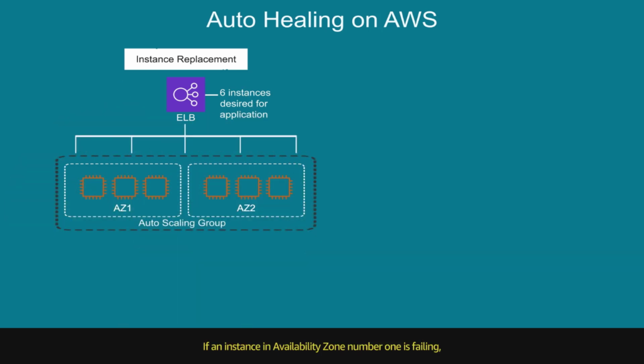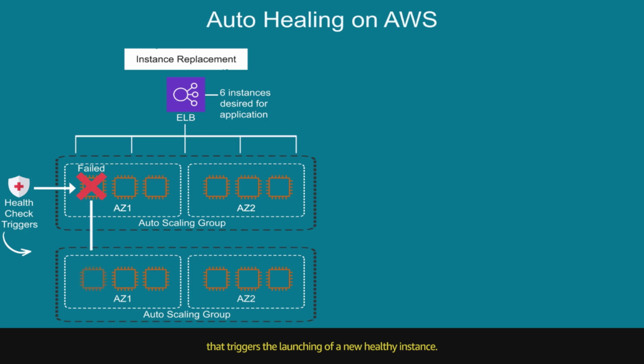If an instance in availability zone number 1 is failing, an ELB health check will determine instance health, and that triggers the launching of a new, healthy instance. Now, the application has returned to its optimal state.